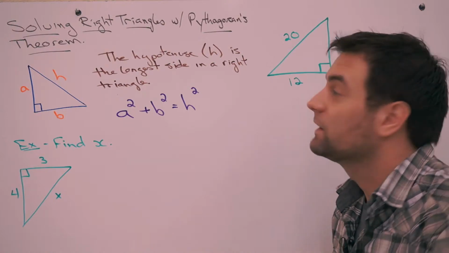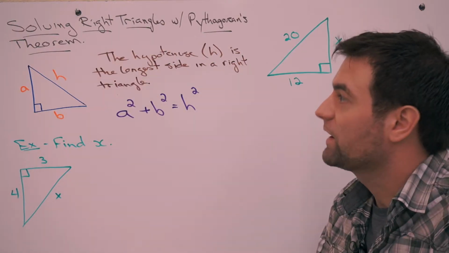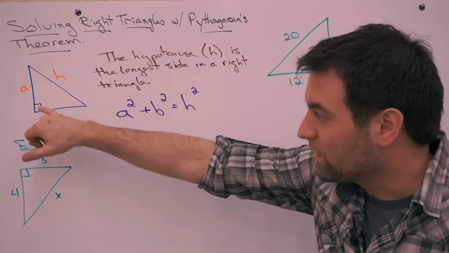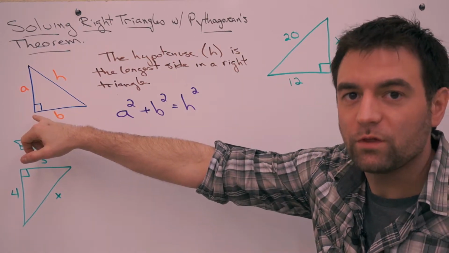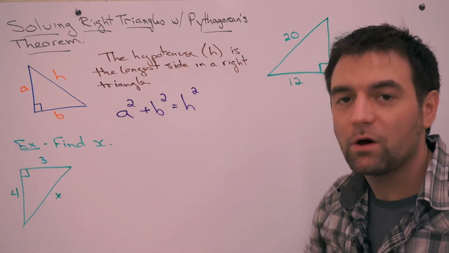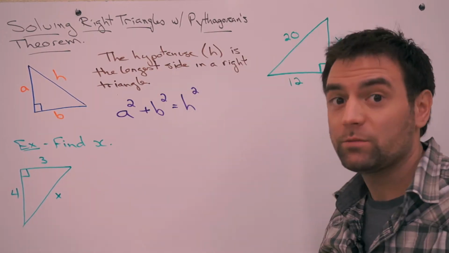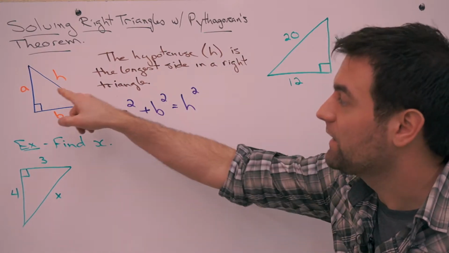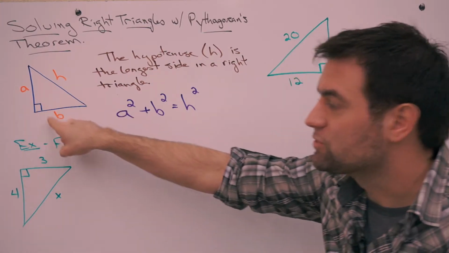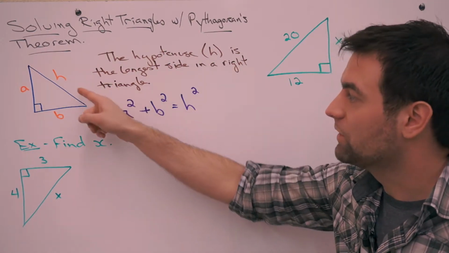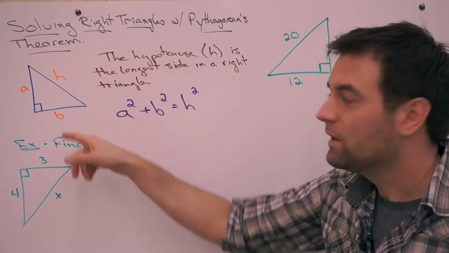Alright, in this case we're going to look at solving right triangles with Pythagorean's theorem. Whenever we have a right triangle, which is always noted with the little rectangle in the right corner, which means it's 90 degrees, or it'll be labeled 90 degrees. In that triangle, we usually label the two shorter sides A and B, and then the hypotenuse, which is the longest side of the right triangle, H.